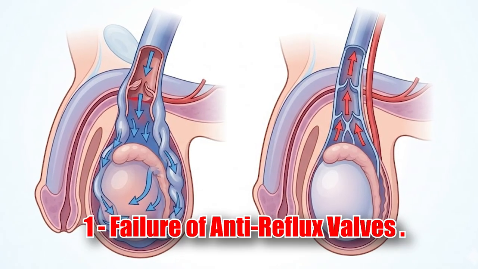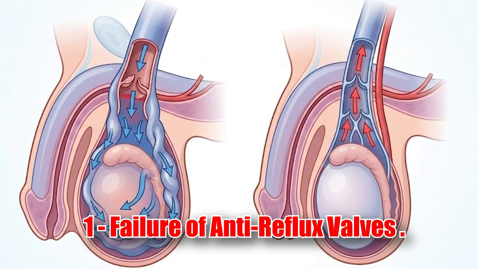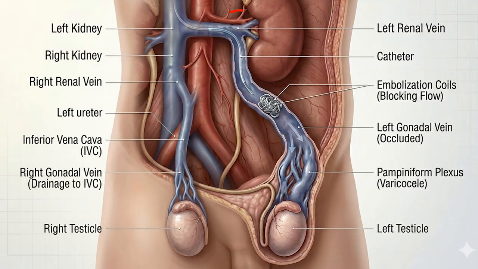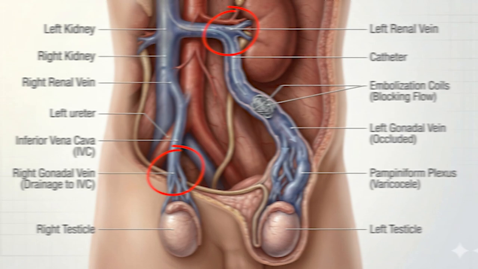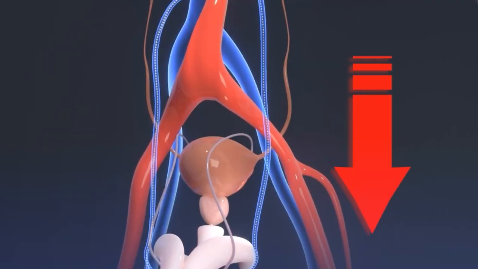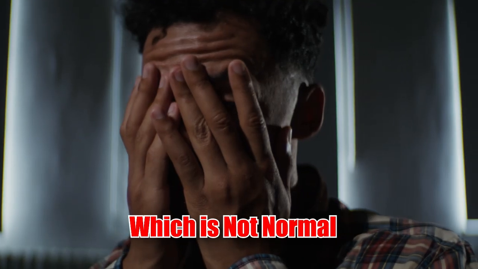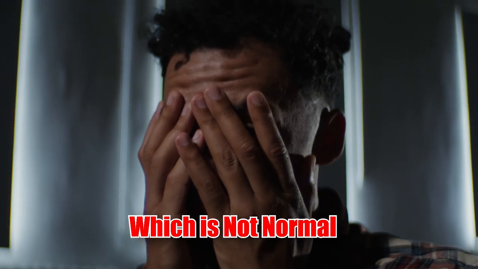First one, failure of anti-reflux valves. The testicular veins join the renal vein on the left side and IVC on the right side. These veins have valves which allow flow in only one direction, that is from testis towards heart. Any failure of these valves will allow retrograde flow, that is from heart towards testis, which is not normal. This leads to stagnation of blood and abnormal dilatation of the veins.